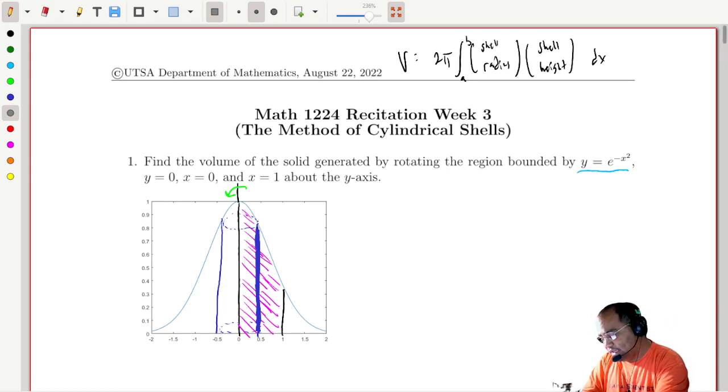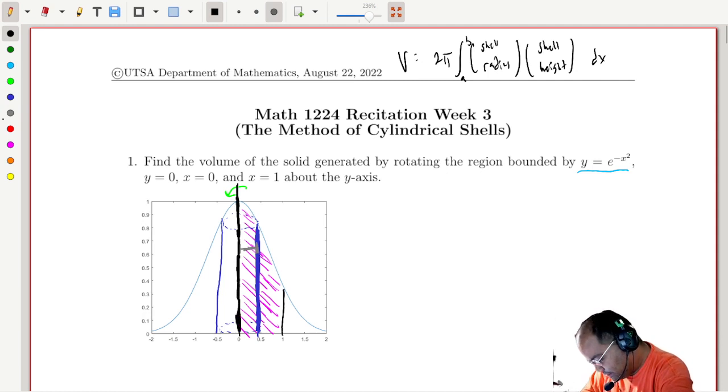So for the radius, the radius is going to be the distance from a strip here to the axis of rotation, which I've drawn here in gray. That distance there is the radius. And the way we're going to think about this is that our axis of rotation, which is there in black, let's go ahead and make that a little more prominent. This is our axis of rotation.